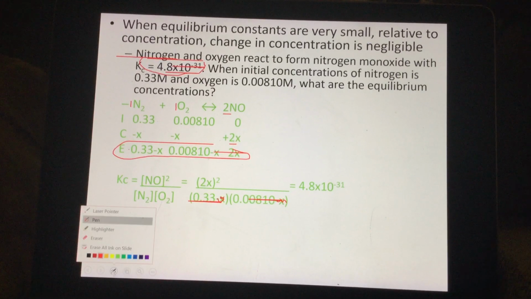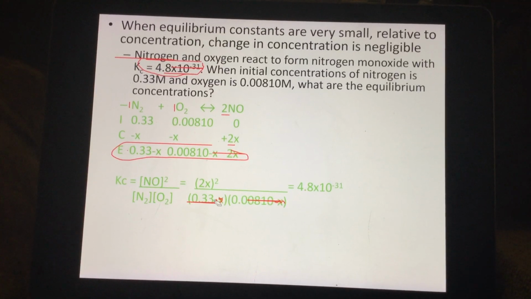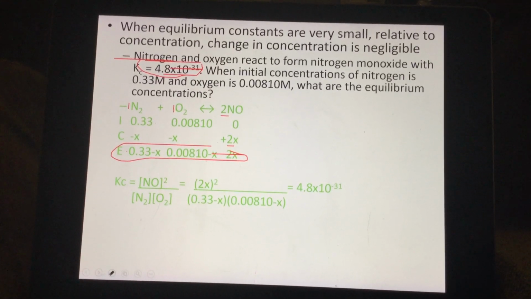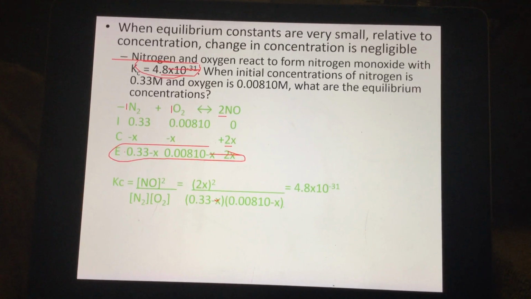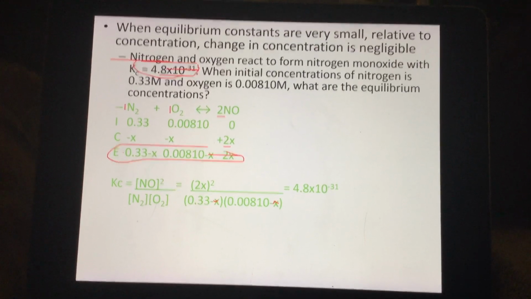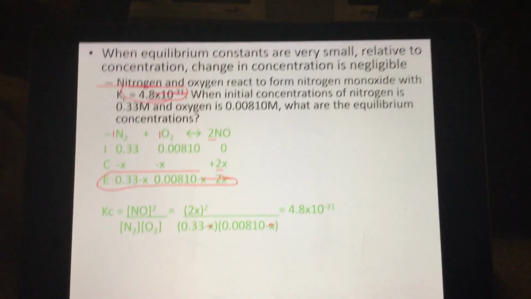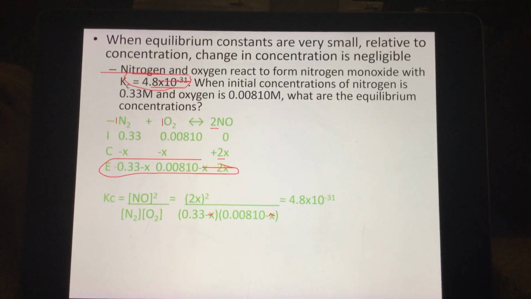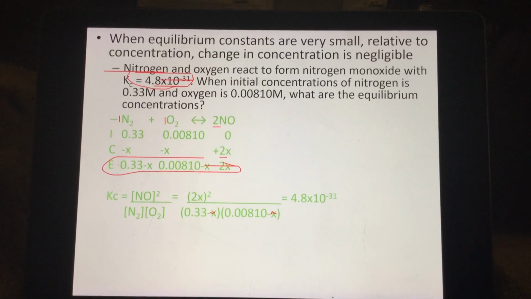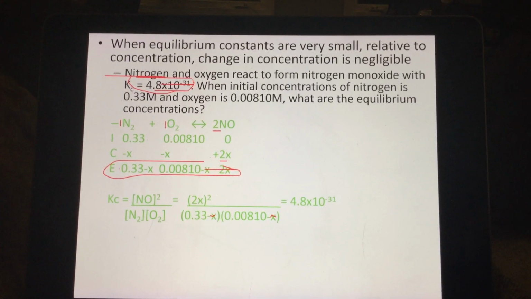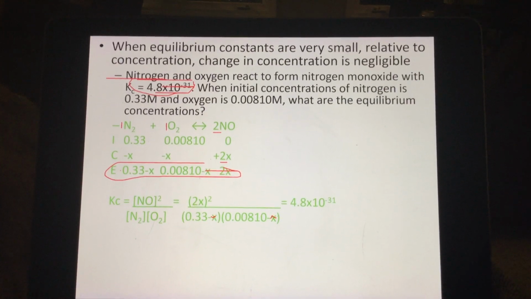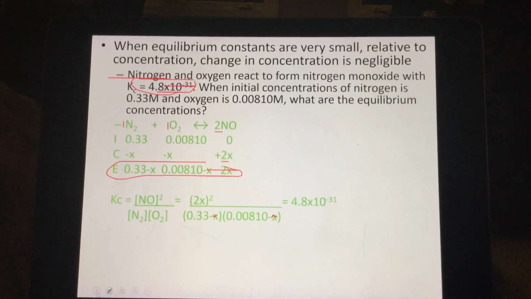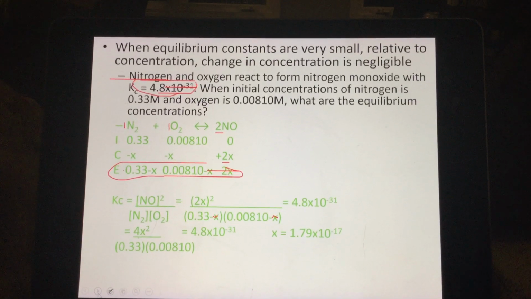Let me try and clean that up a little bit. So we can say that this is negligible. So instead of having to set up a quadratic equation and factor and all that stuff, we can just forget about the change in x and go with 2x squared over 0.33 times 0.00810 is equal to 4.8 times 10 to the negative 31st. And that makes the math a lot easier.